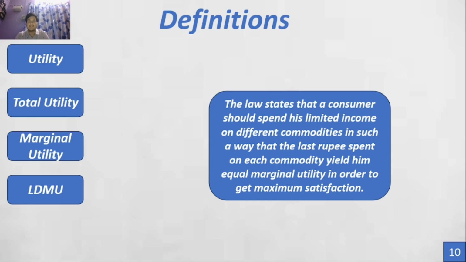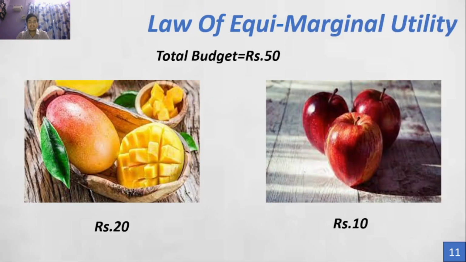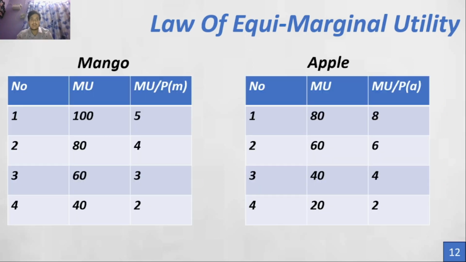Let us understand this with a simple example. Let us say you have a budget of rupees 50. You have to buy apples and mangoes with it. Each apple costs rupees 10 and each mango costs rupees 20. The law of equi-marginal utility helps us to decide the right combination of apples and mangoes that we can buy to get maximum satisfaction. In this slide, there are two tables which consist of the number of mangoes and apples we have with marginal utilities of each mango and each apple.